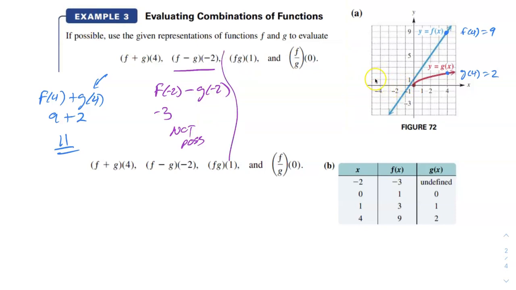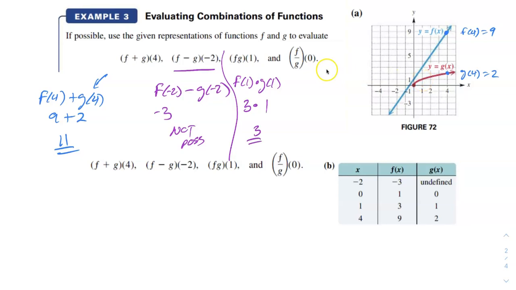Next one, f times g of 1. So again, all this is f of 1 times g of 1. Here's 1. f of 1 looks like it's 3. And then here's 1, and g of 1 would be right here, which is 1. So I just get 3.